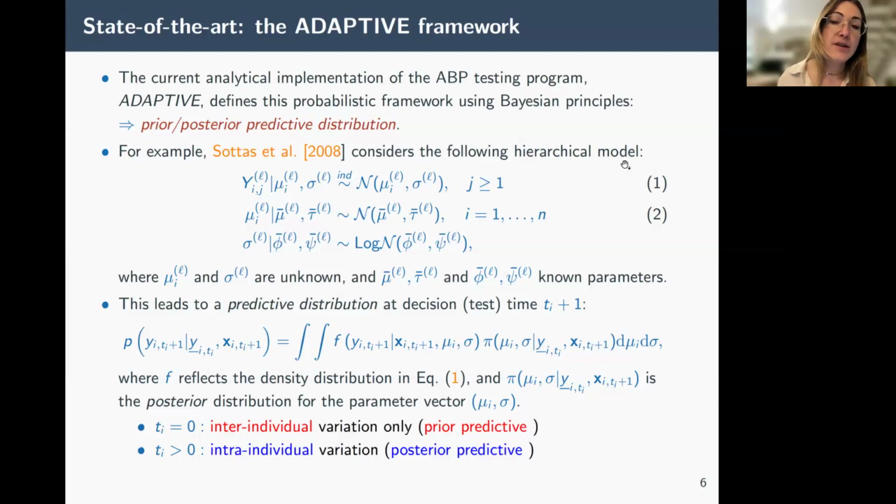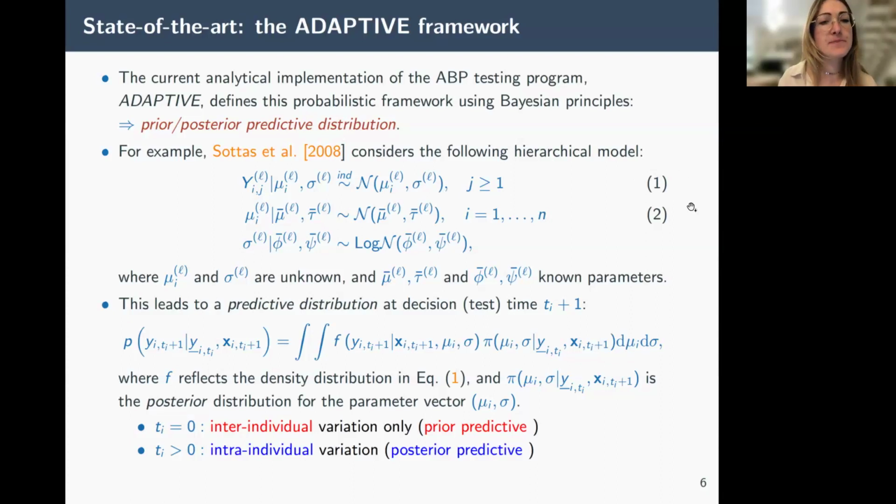And this is a hierarchical model where basically each observation, so the outcome for each of the biomarkers, follows a normal distribution, and the assumption is that conditional on the parameters, they are independent within time and between. So within individuals at different times and between different individuals. And then some prior distributions are assumed for the unknown parameters.